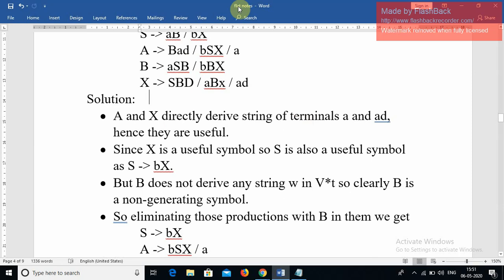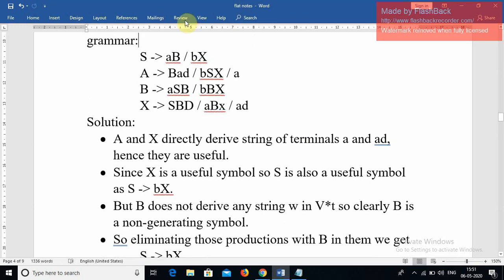In the given grammar, these are the production rules. S to AB, B, X. So from S we are reaching B and X. So what about A here? We are going to B and X. Okay, and if you see the B production rule, we don't have any non-terminal symbol produced by B. Here A produces a terminal symbol a, whereas X produces AD.